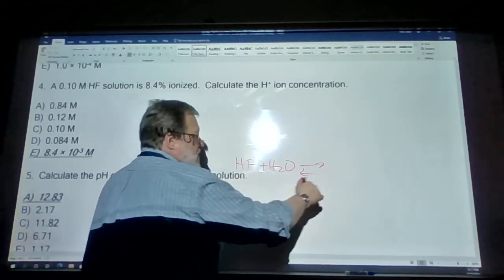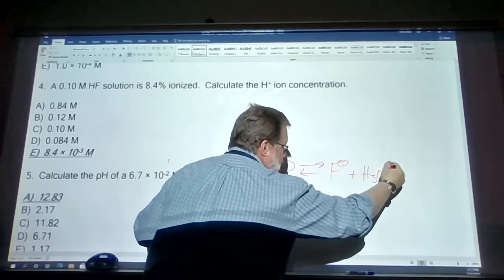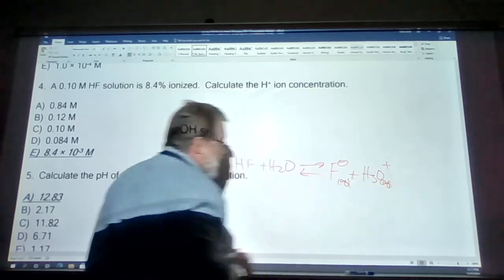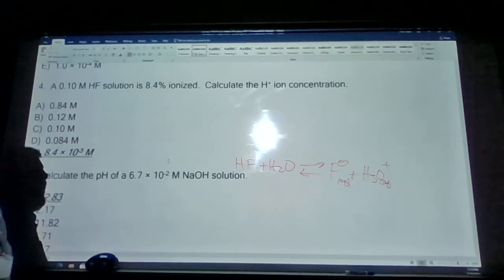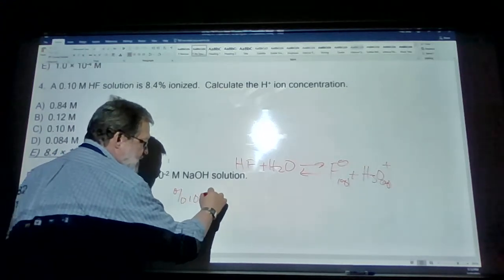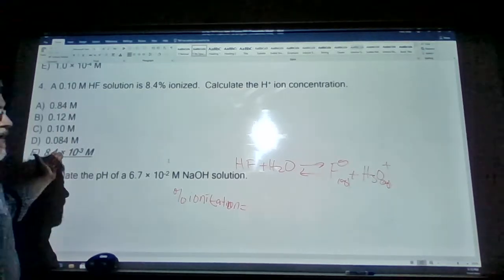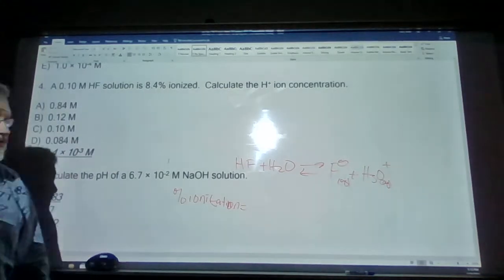HF acts as an acid, it donates that hydrogen, it becomes F minus and H3O plus. This is an equilibrium situation. This 8.4% ionized, percent ionization, is a numerical expression of how far to the right this reaction goes.